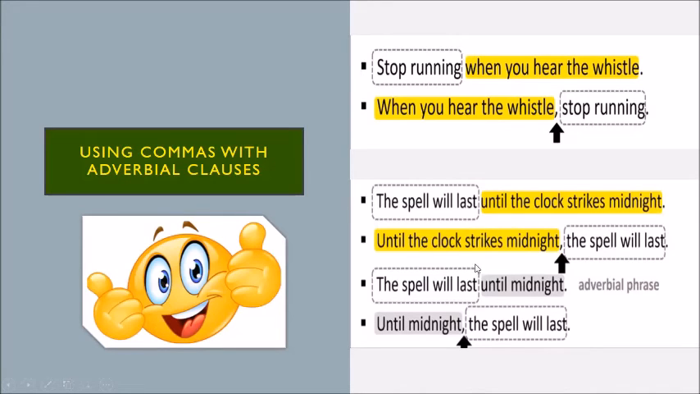And if we put into practice the structure that we saw in the previous examples, and we write or say the adverbial phrase at the beginning, we are going to use a comma: until midnight, comma, the spell will last. Then be careful because we have adverbial clauses and adverbial phrases.